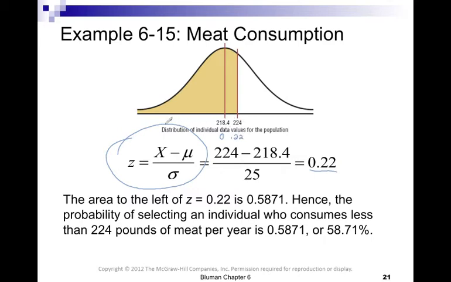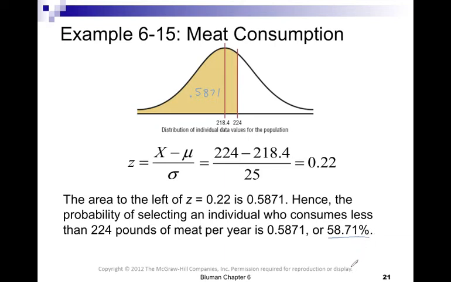We need to know less, so we're going to read left of that. And I'm not sure I put a chart. No, I didn't. So we're going to assume that we can look this up in the chart. And it's 0.5871. So this area is 0.5871. And so for one person, the probability of one person consuming less than 224 pounds of meat would be 58.71%.